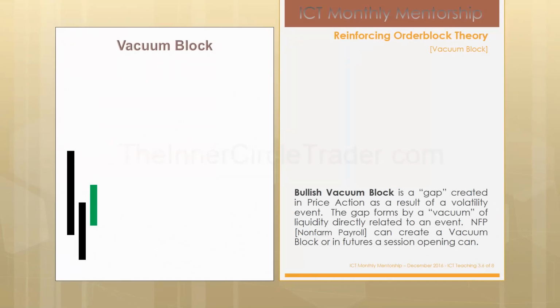Okay folks, welcome back. We're looking at teaching 3.6, reinforcing order block theory. We're dealing specifically with the vacuum block. Okay, a bullish vacuum block is a gap that's created in price action as a result of a volatility event. The gap forms by a vacuum of liquidity directly related to an event. Non-farm payroll can create a vacuum block, or in futures, a session open can.